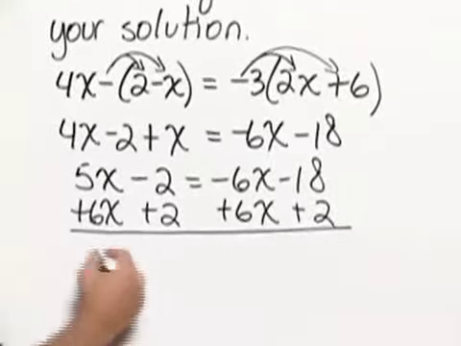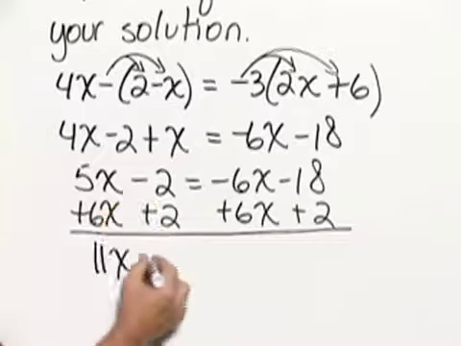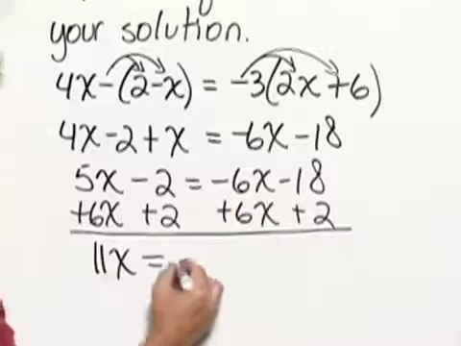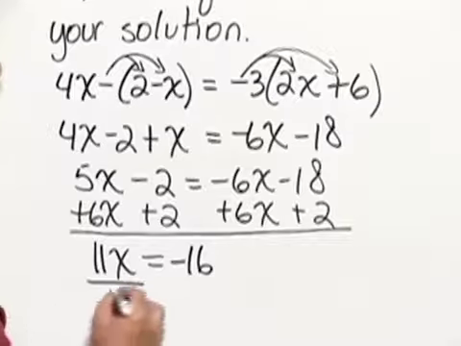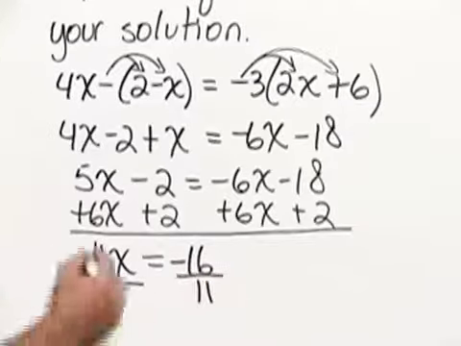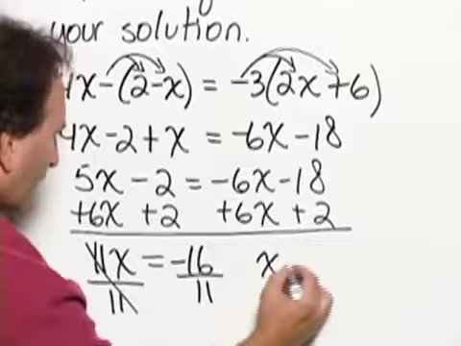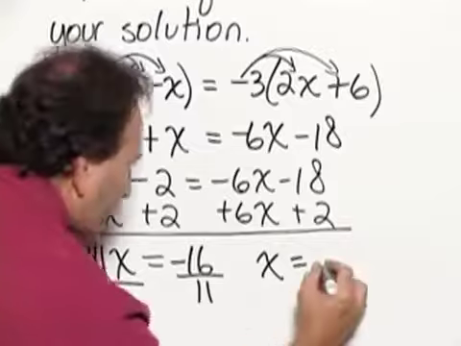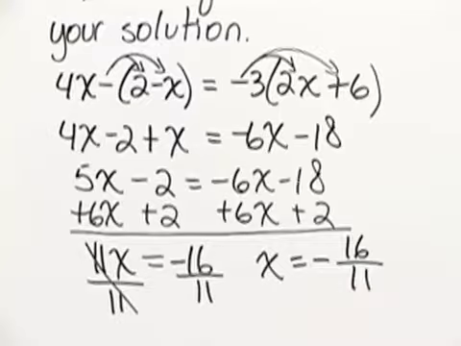On the left-hand side, we get 11x. Negative 2 plus 2 sums to 0 equals, the x's also sum to 0, negative 18 plus 2 is negative 16. I now divide both sides by 11. On the left-hand side, of course, the 11s cancel and we have plain old x. And on the right-hand side, that is already in a reduced form, so the answer is x equals negative 16/11.